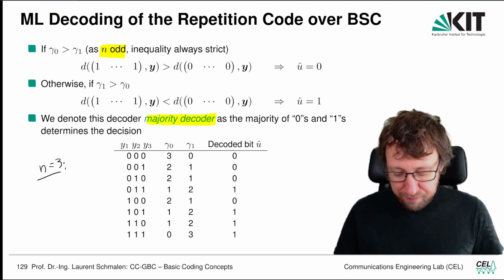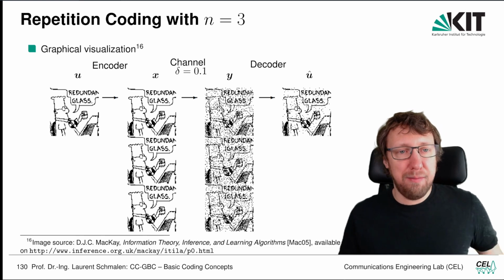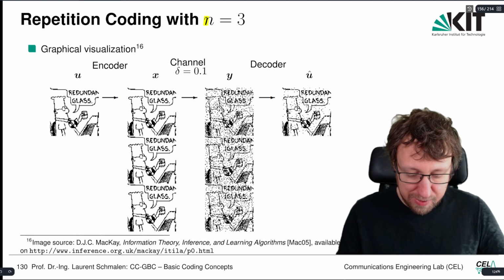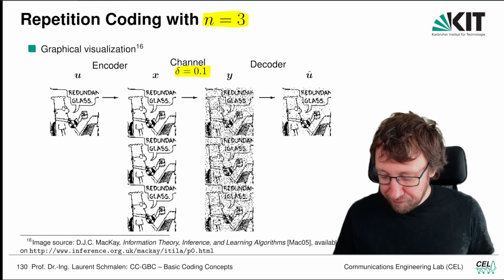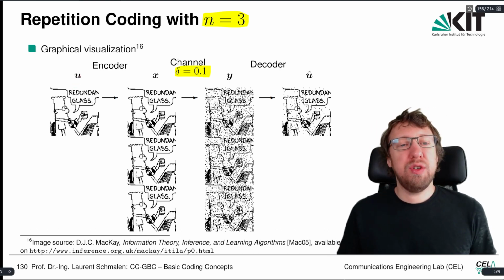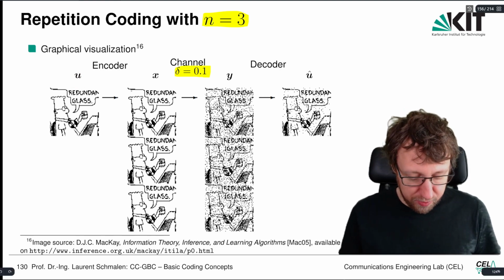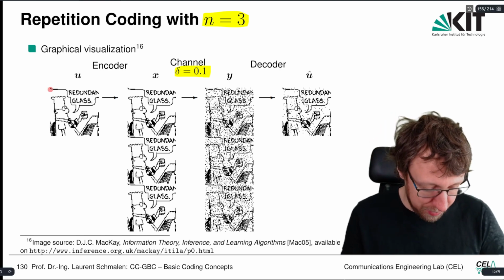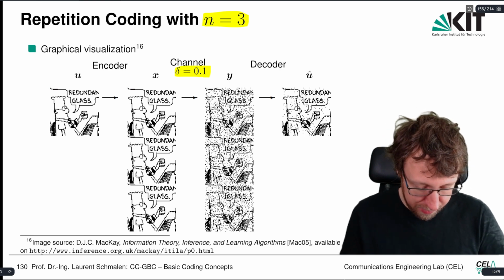So that was easy. We can illustrate this with an example. Here is an example with n equals 3, and we have a channel that has an error probability of 0.1. We have our input U, and what we do is we just repeat every bit in U 3 times. We arrange it such that the image is not distorted. Each pixel of this image is a bit. Then we repeat this bit 3 times. Here, here, and here.